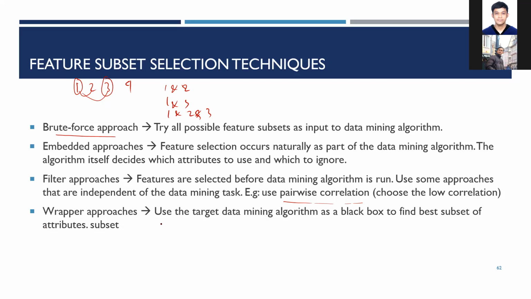Wrapper approach: use the target data mining algorithm as a black box to find the best subset of the attributes. Okay, so these are some approaches we can use to do the feature selection.